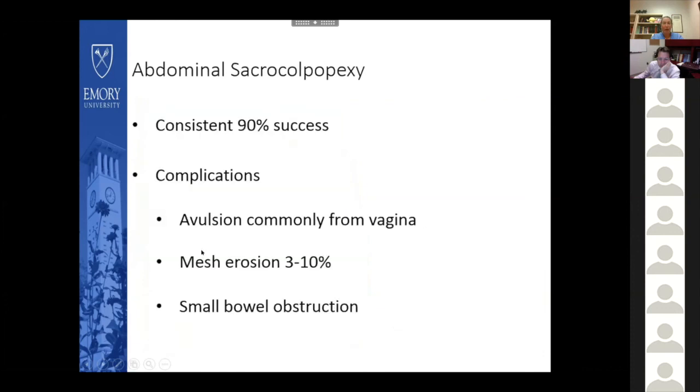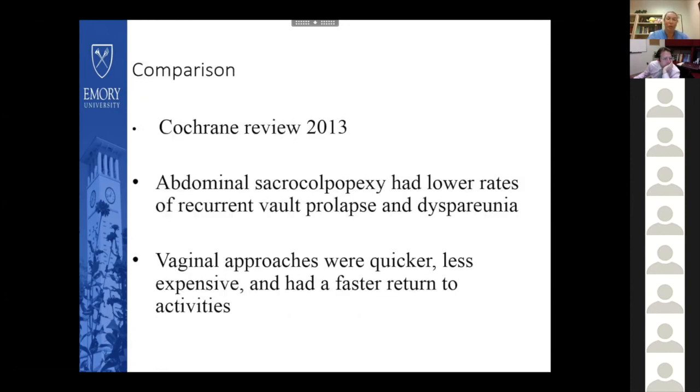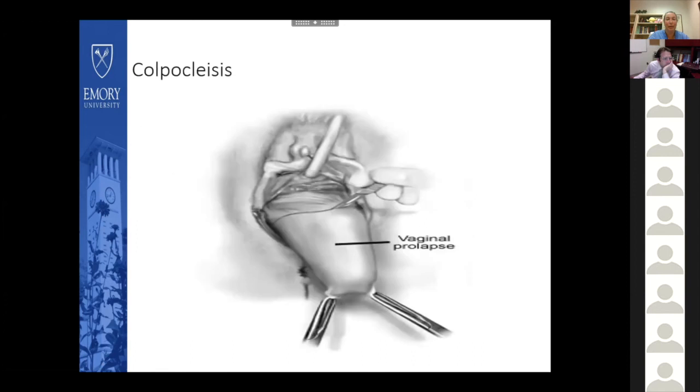Generally, if you have failure after you do a sacrocolpopexy, which isn't all that common, it's because the mesh is avulsed away from the vagina. Complications include mesh erosion and small bowel obstruction, which is why you close the peritoneum over the mesh so there's no mesh visible within the abdomen, because you don't want bowel to get stuck down. It's fairly successful at 60%. I just realized I'm out of time, so I'm going to go fast.